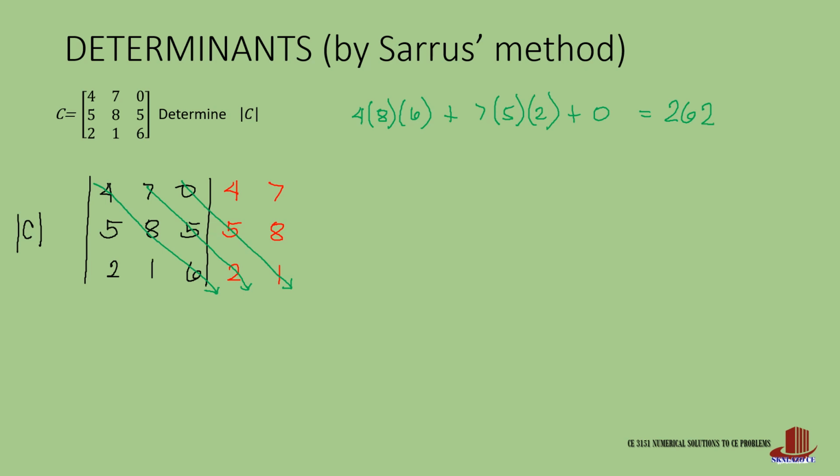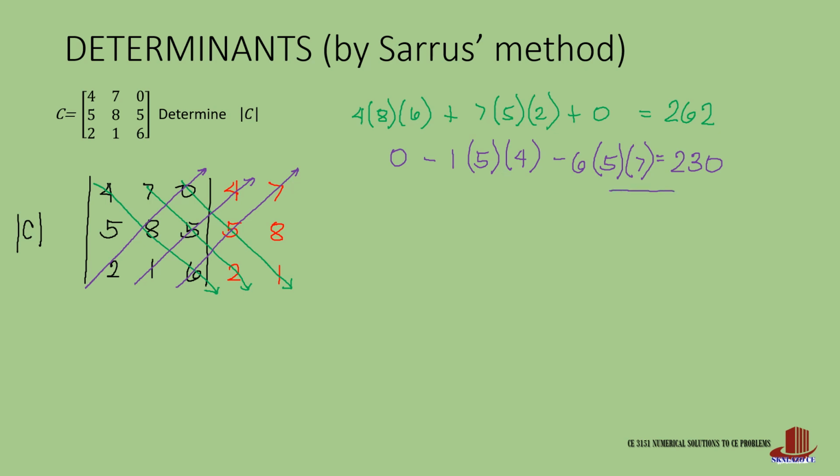Next, take our negatives. The negatives would still be the same, coming from your lower left going to our upper right. So this would be 2 times 8 times 0 would still be 0. Less, since they are negatives, 1 times 5 times 4. And another 6 times 5 times 7. So simplifying, we would still arrive at the same value of 230. And again, positives less negatives would give us the answer of 32.